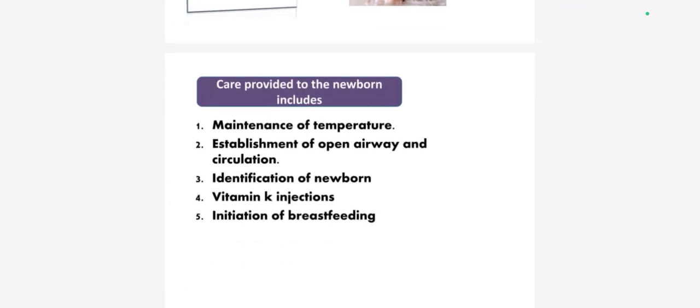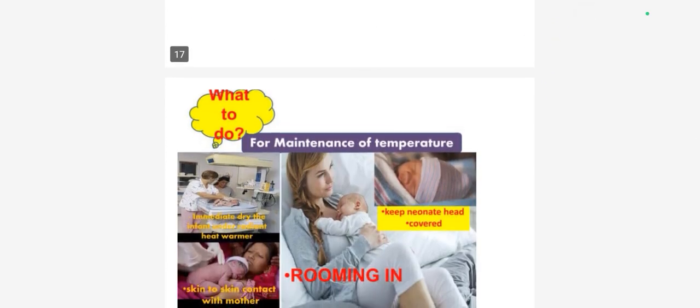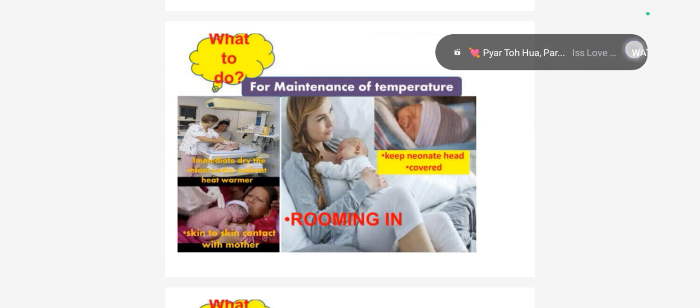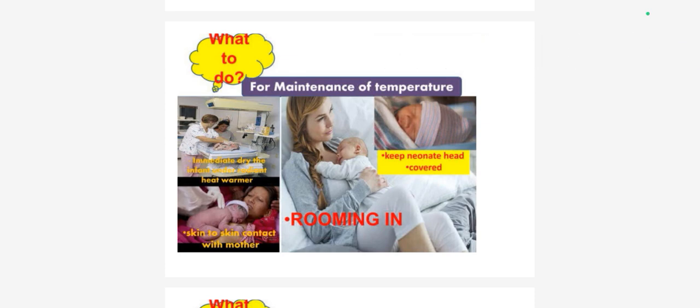Care provided to the newborn includes maintenance of temperature, open airway, circulation, identification of the newborn, vitamin K injection and initiation of breastfeeding. So what to do for the maintenance of temperature? Keep the neonate's head always covered. Rooming in. Immediately dry the infant and keep it in the radiant warmer. Skin to skin contact with the mother.